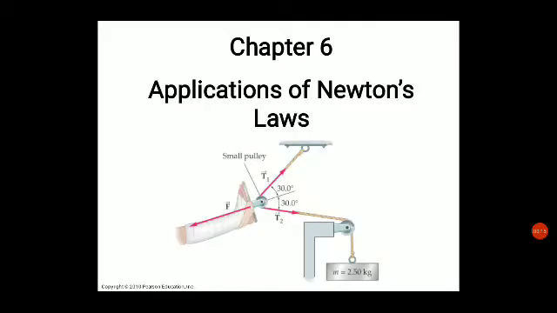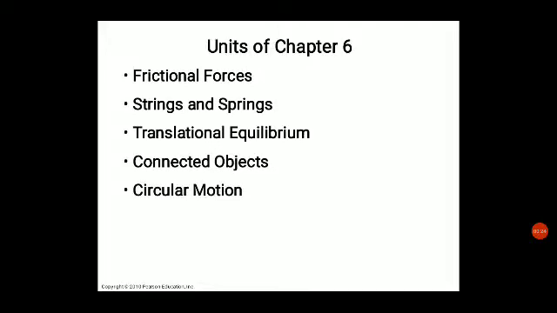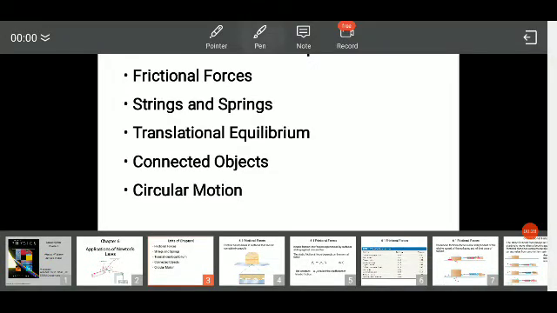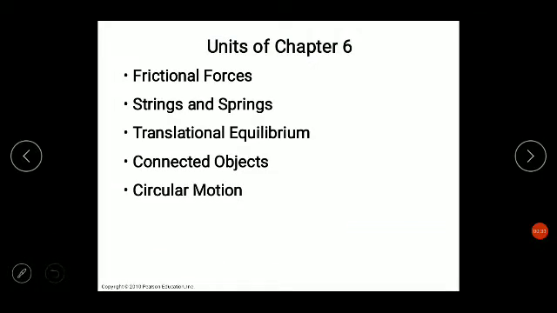In this session we'll be talking about the concepts of application of Newton's laws. What are the things that we'll be talking about in this presentation? We'll be talking about frictional forces, strings and springs, the forces involved in this system, then translational equilibrium, the forces involved in connected objects, and of course circular motion and its application.